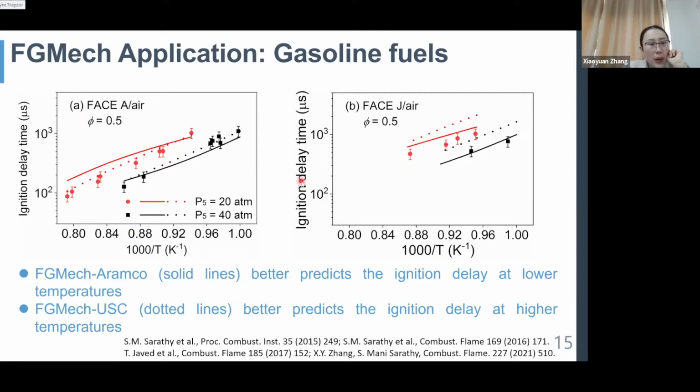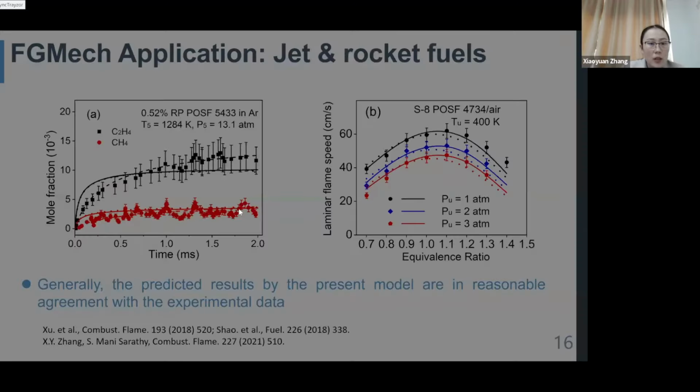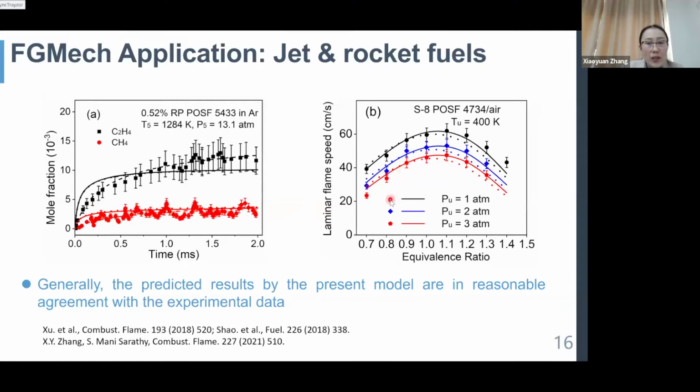So in the second part of my presentation, I will introduce the efforts on base model development. Well, this is for the validation results against the jet and the rocket fuel targets. The figure on the left-hand side shows the pyrolysis speciation data measured in rocket fuel, and the figure on the right-hand side shows the laminar flame speed validations. As we can see, both solid and dotted lines can reasonably predict the experimental data.